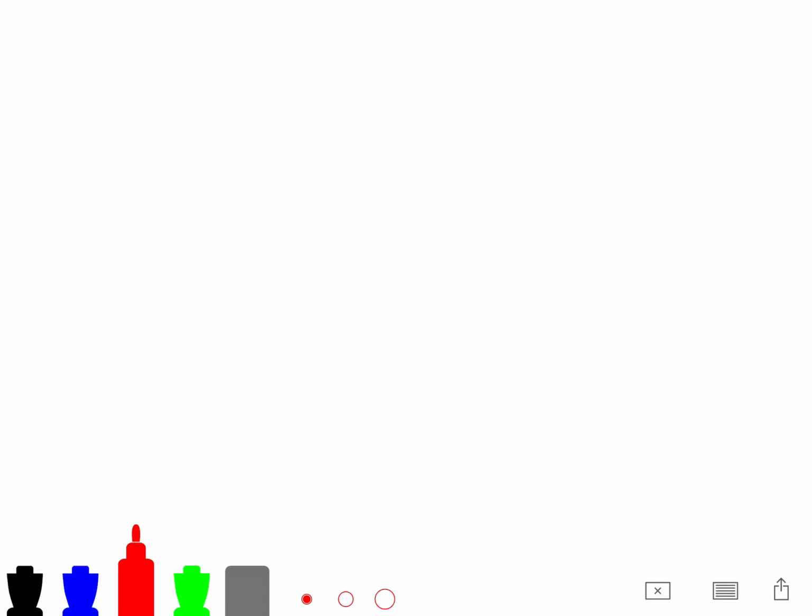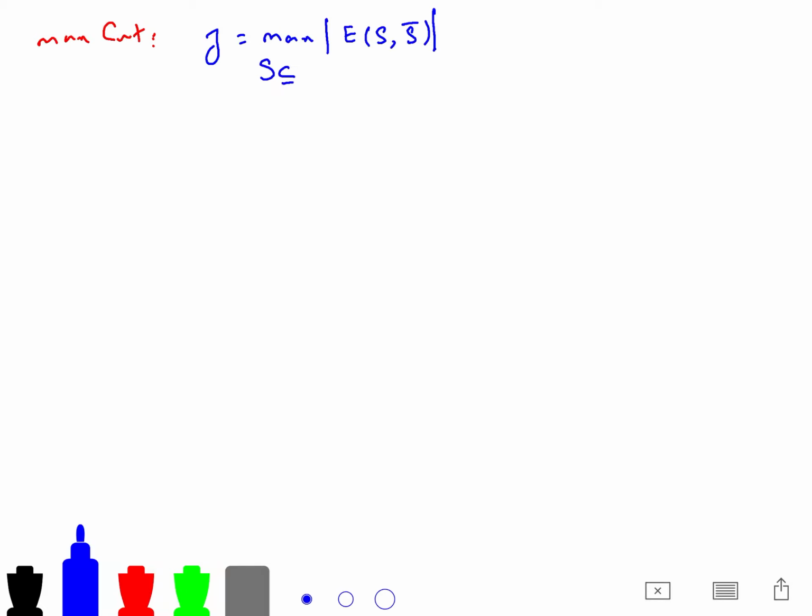Hey, I'm going to talk about max cut. So what's the problem? Max cut. We want to find a bipartition so that we maximize the total number of edges going from one set to the complement set. The set S is a subset of all the vertices of the graph. And as you know, this problem is NP hard, and that's the reason we want to approximate it.